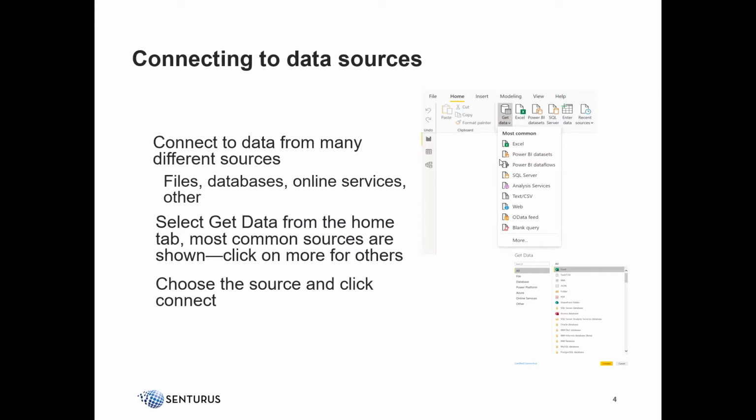Power BI allows us to connect to just about any type of data source, be it a file such as XLS or CSV, connect to a database directly, or use an online service. To connect to data, we use the Get Data button from the Home tab ribbon. Common connection types will have their own dedicated button, but we can click for more options.